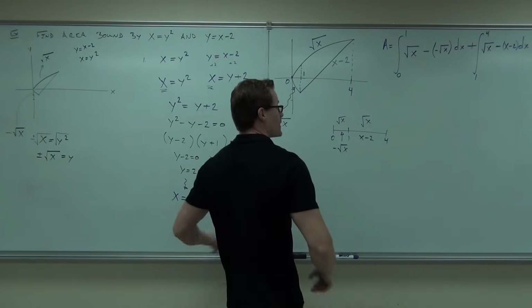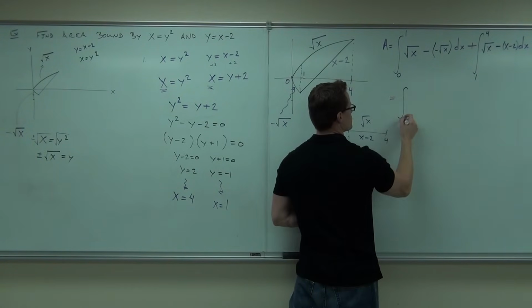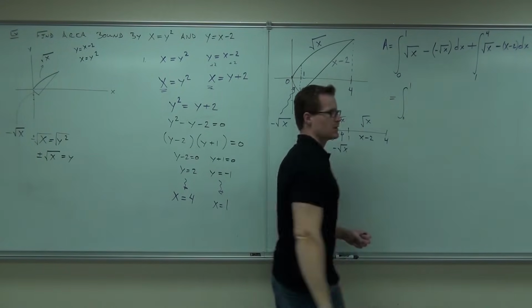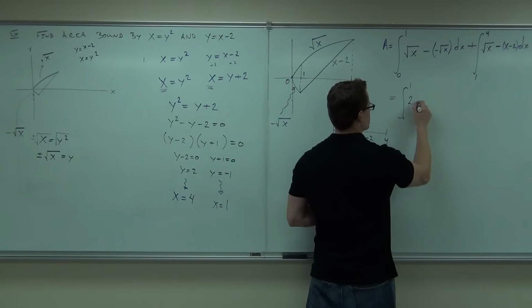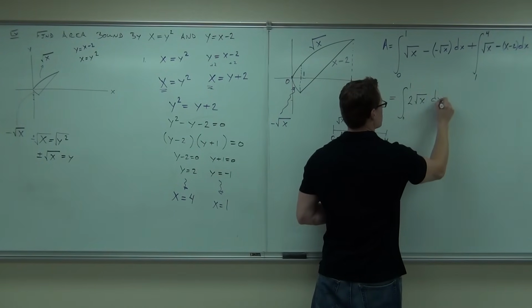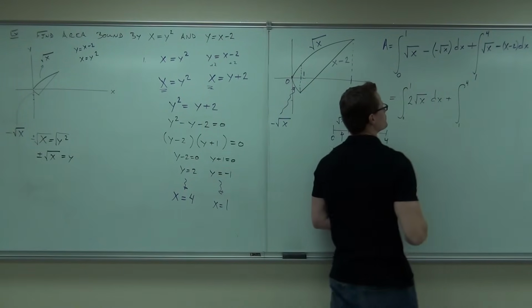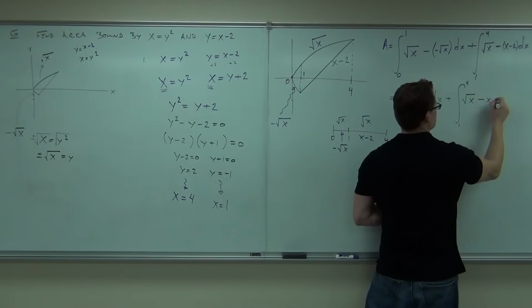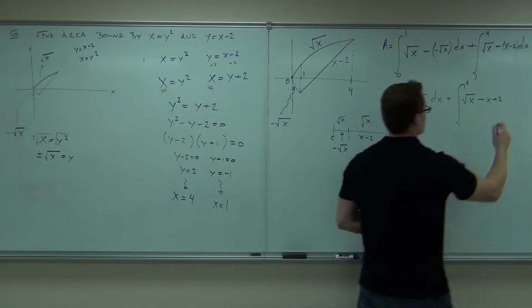So let's go ahead kind of nice and slowly and think about what we're doing. We got an integral from 0 to 1. We got a square root of x minus a negative square root of x. How much is that? 2. Hey, that makes things easier already. 2 root x. Plus another integral from 1 to 4. Square root of x minus x plus 2. You see where the plus 2 is coming from? That's a big deal. Dx.